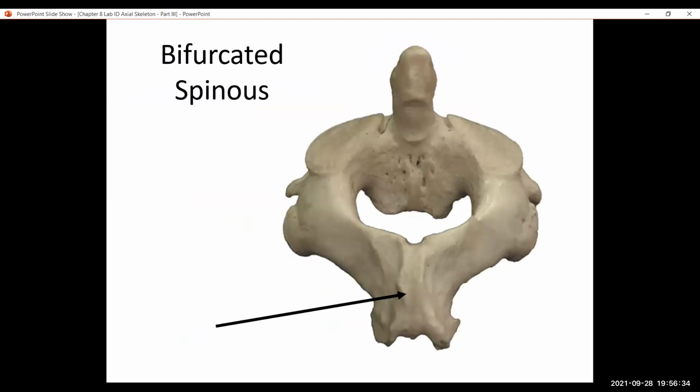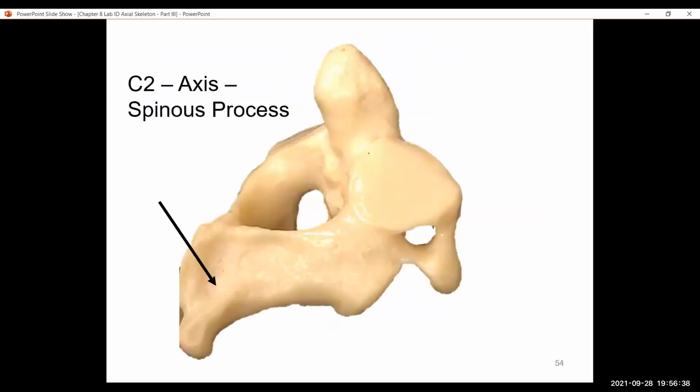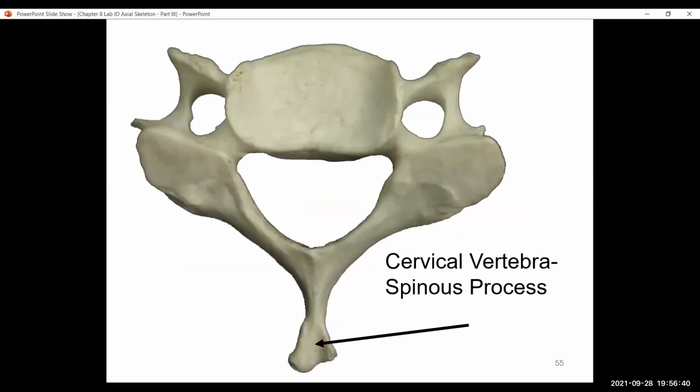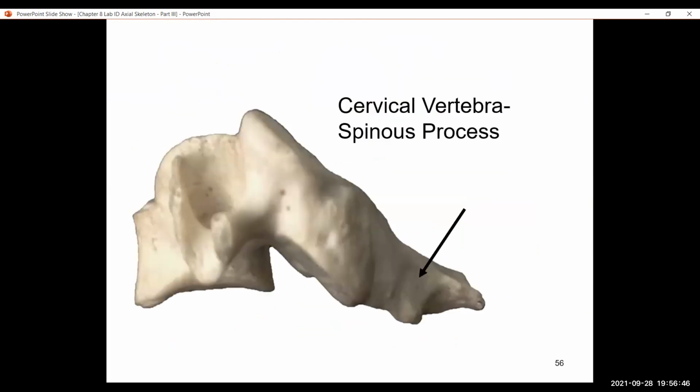And then another picture of our bifurcated spinous process there. There's a nice spinous process in the cervical vertebra. And here it is on the lateral view.